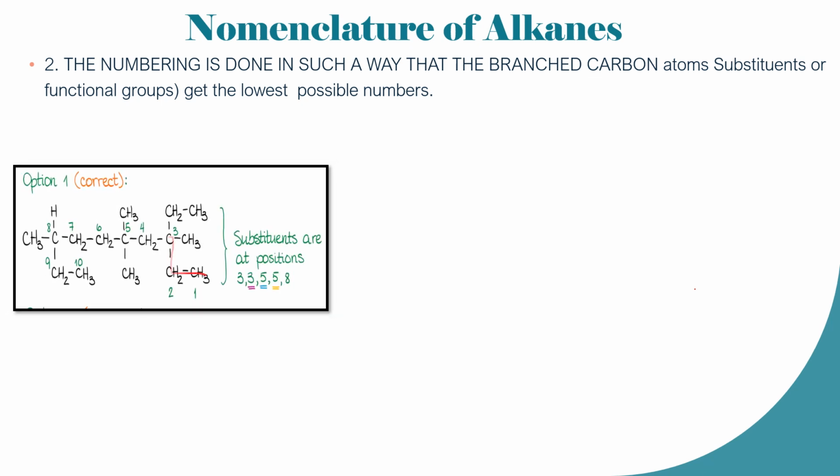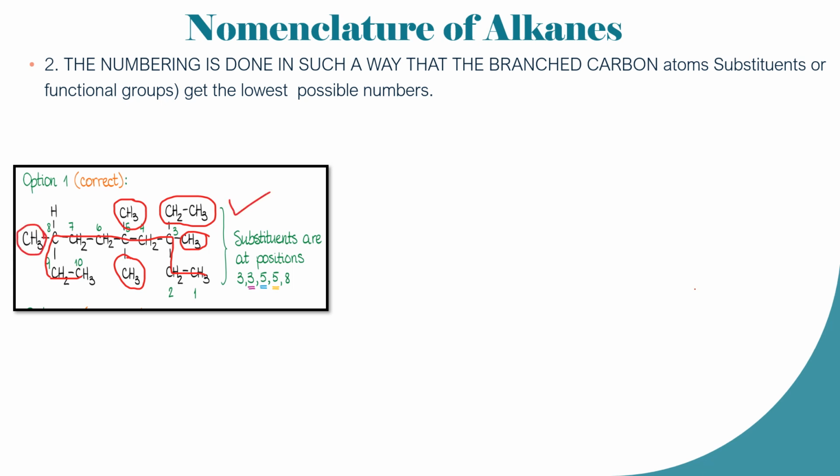First, identify the longest continuous chain, that is the parent chain. So this is the longest continuous chain. The total number of carbon atoms is 10. The third carbon atom has two alkyl groups, one ethyl and one methyl. The fifth carbon atom has two methyl groups, and one methyl group is attached to the eighth carbon atom.